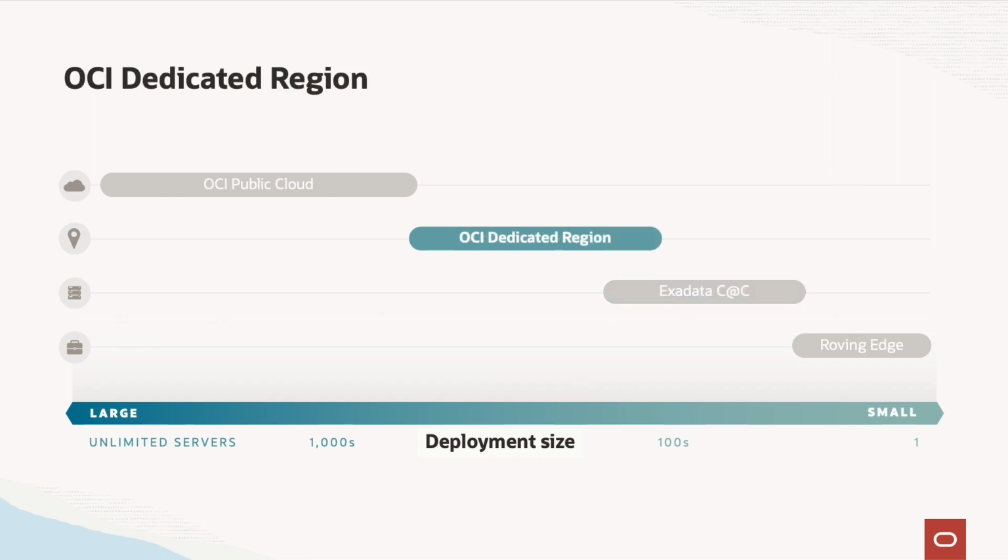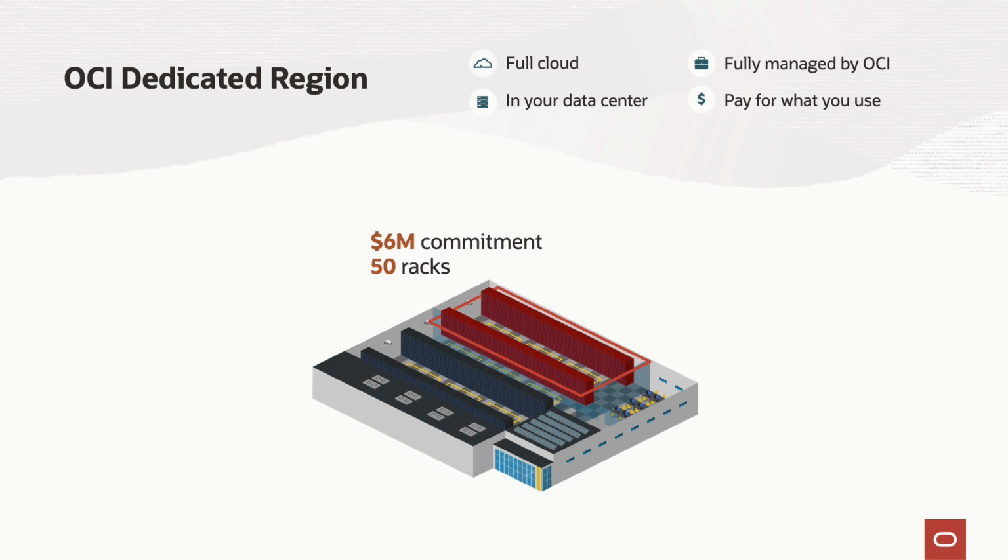Quick recap on what our dedicated region Cloud at Customer is. It's really quite simple. It's all of the functionality of our public cloud in any location that you want. You provide space and power. We provide all of the hardware and the software and the operations. And we've had a lot of success with this. Many of our customers are super excited about it.